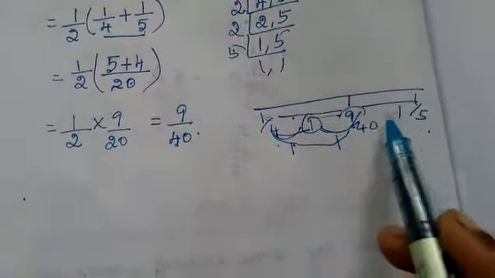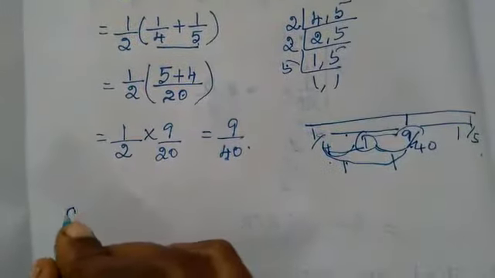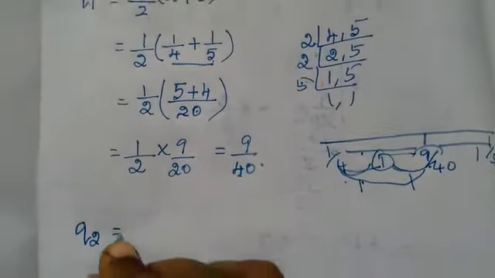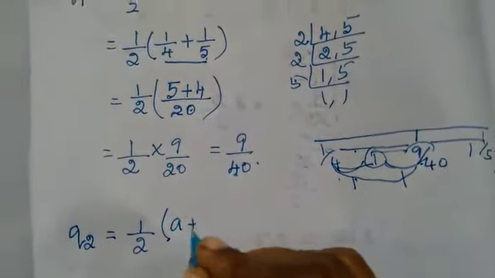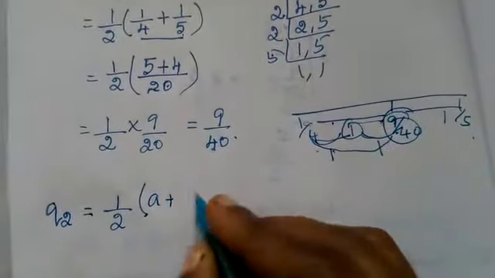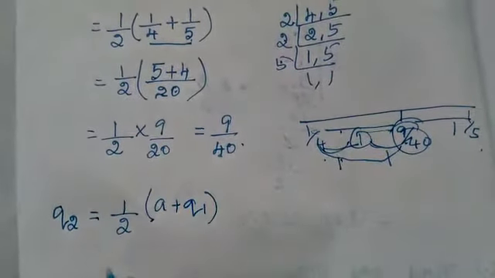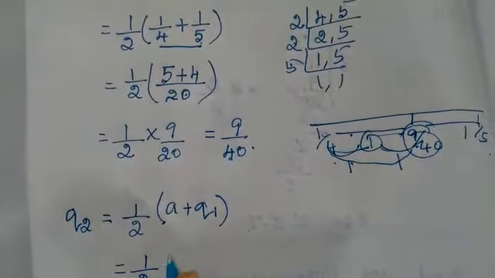Now listen, we are going to find the next rational number Q2. Now here we are using half into a plus Q1. a plus Q1, this one. Now half into, what is the value of a?